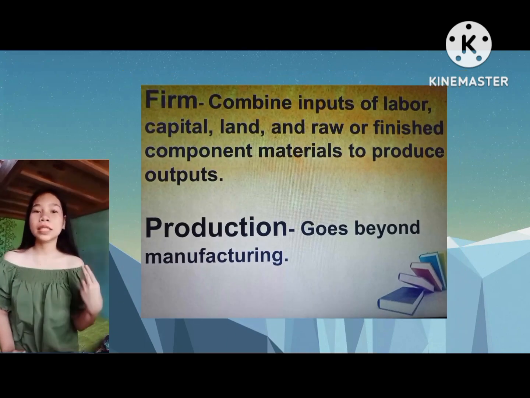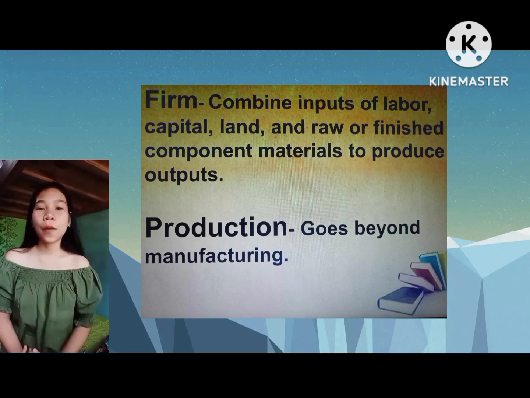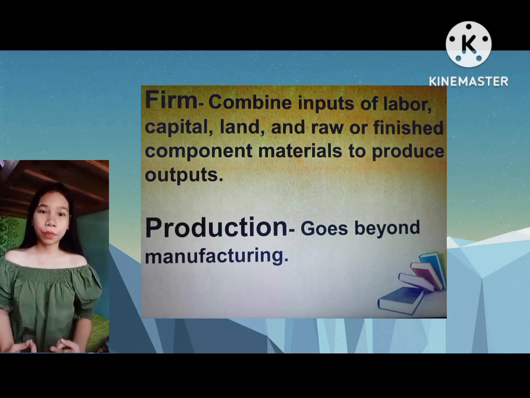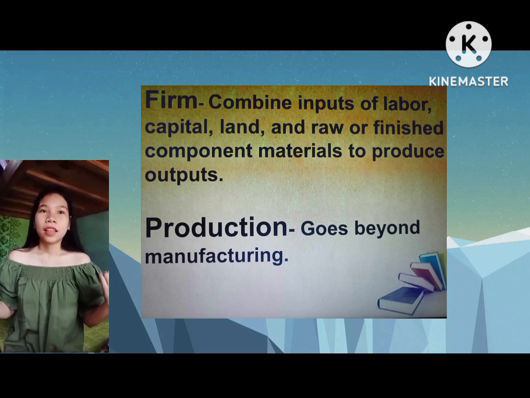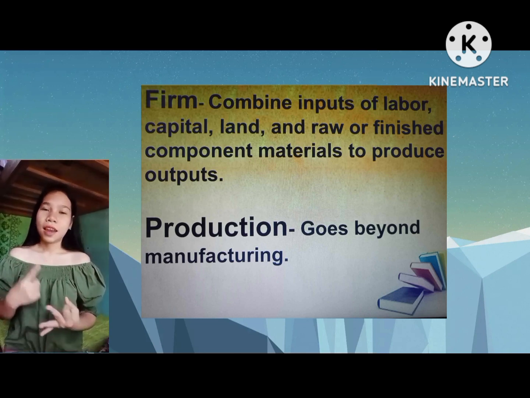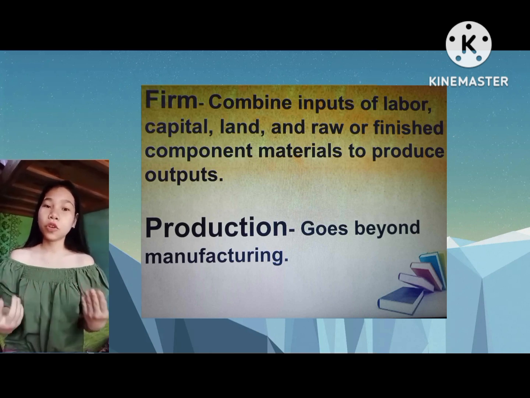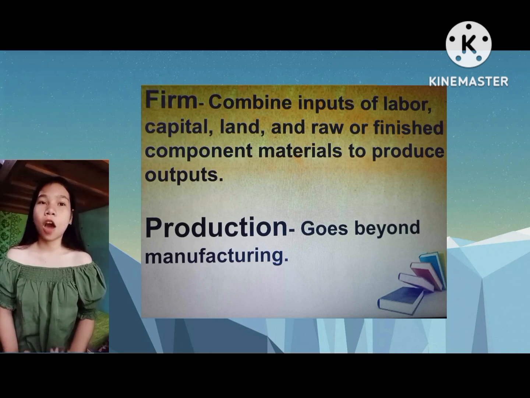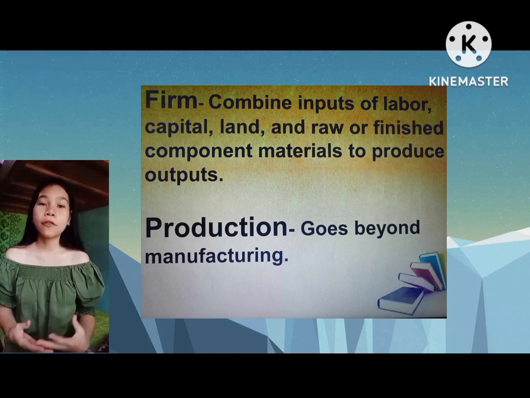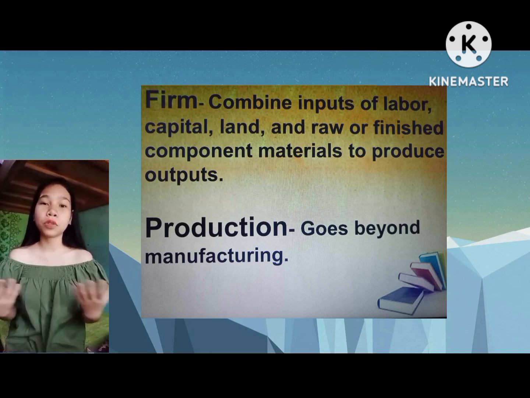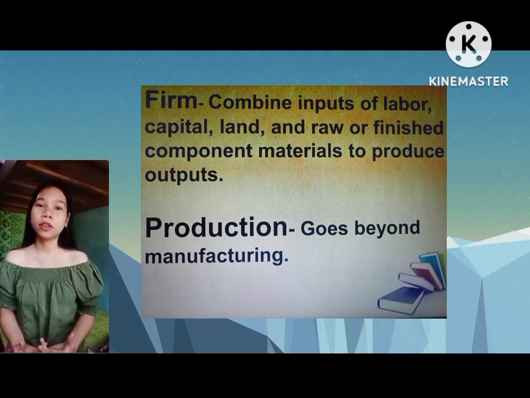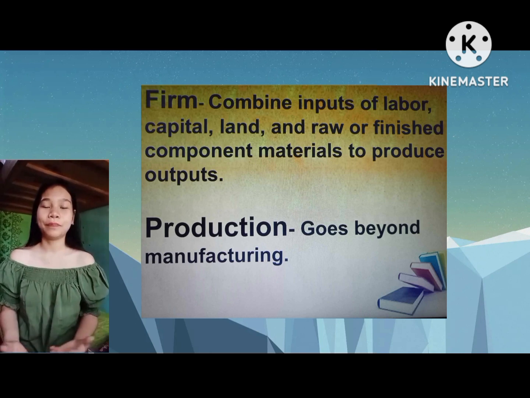So, firm has two types. Tinatawag ito na input and output. So, when we say input, it is called labor, capital, land, and raw materials. So, ito ay mga gagawin pa. And then the next is output. It is called a finished product. So, tapos na itong mga produkto. Like cellphone, ref, like ganyan.